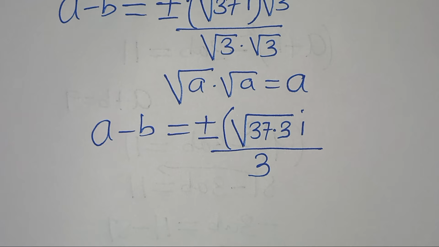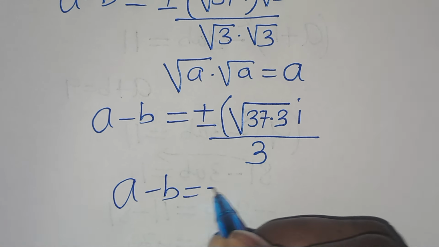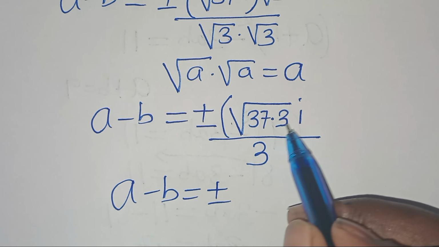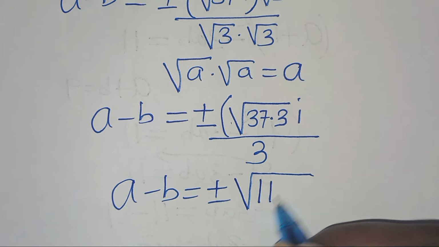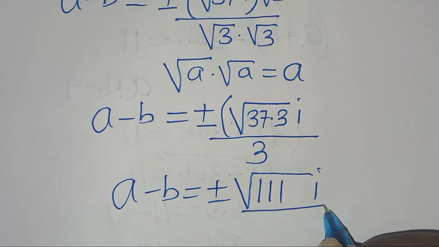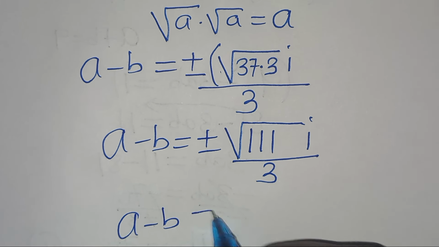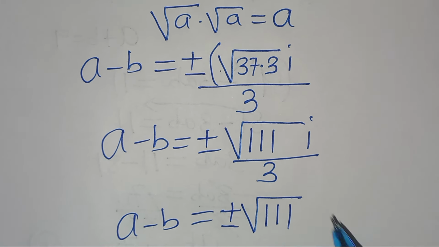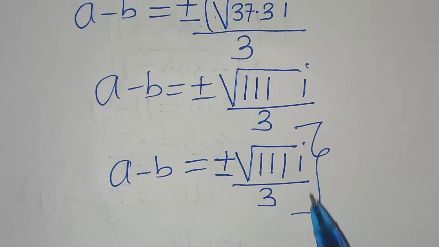And this implies that a minus b is equal to plus or minus the square root of 37 times 3. This is 37 times 3, and this implies we have the square root of 111 i divided by 3. So we have that a minus b is equal to plus or minus the square root of 111 i divided by 3. And this is the solution to this algebra problem.